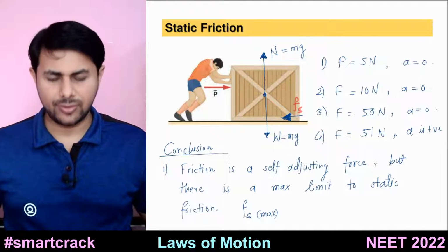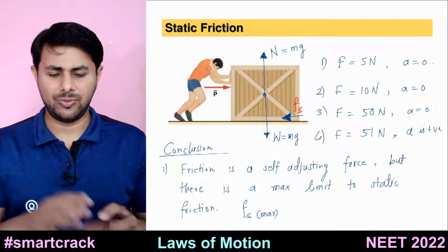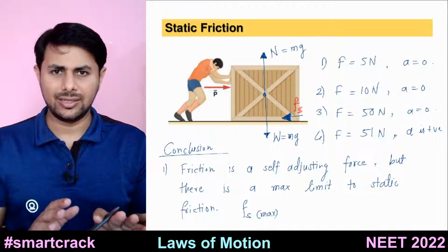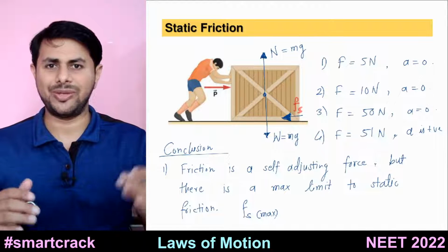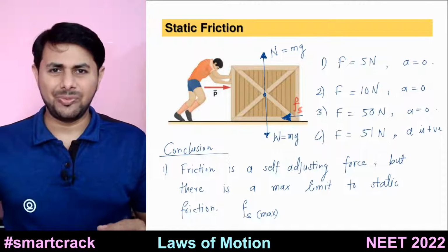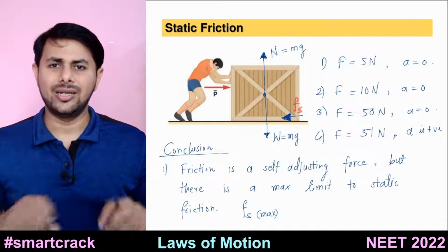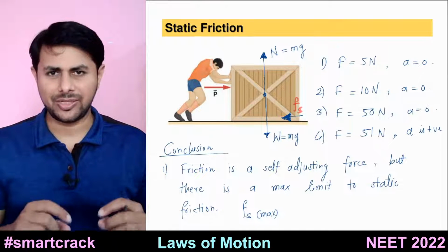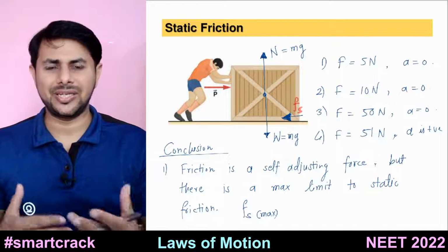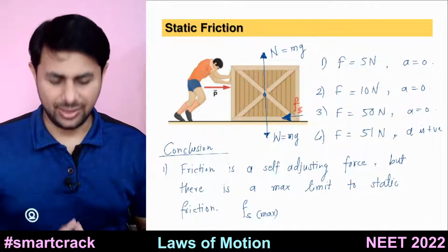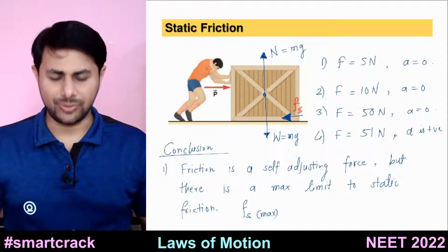This frictional force has some maximum value. If you exert a force lesser than that, the frictional force will be equal and opposite. But if you keep on increasing your force, the frictional force has some maximum limit. It can't cross that limit, it cannot increase beyond that limit. It is known as the limiting value of the static frictional force.